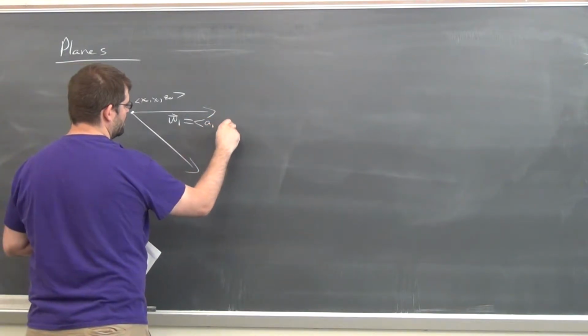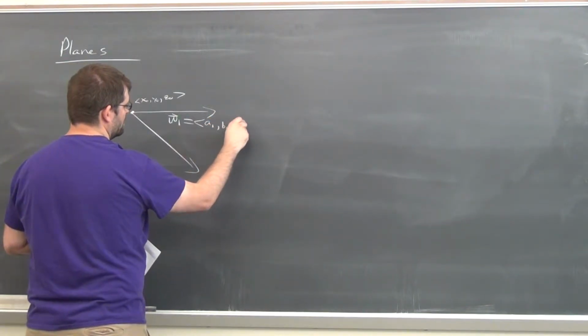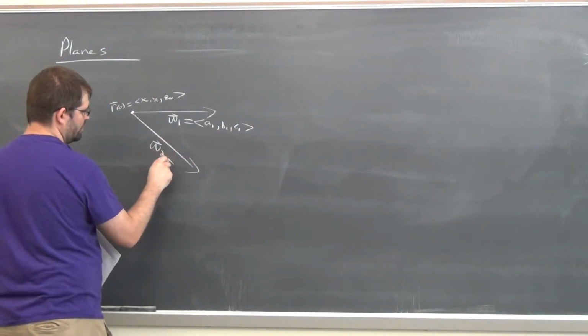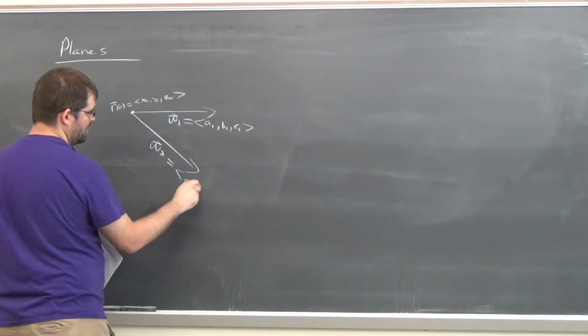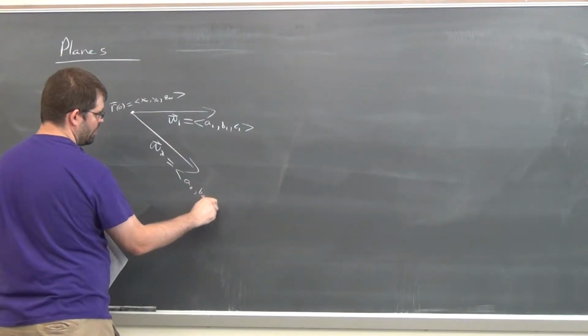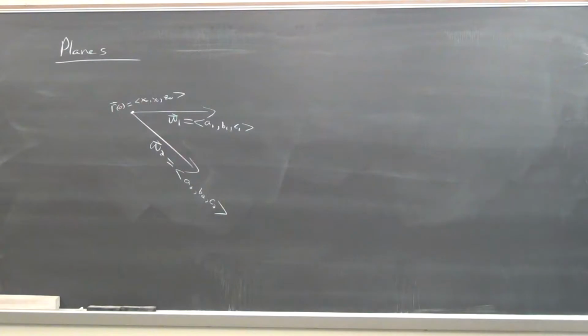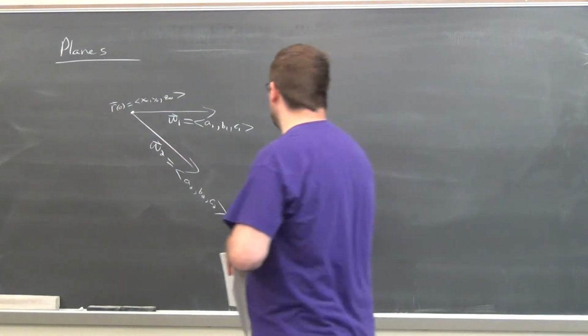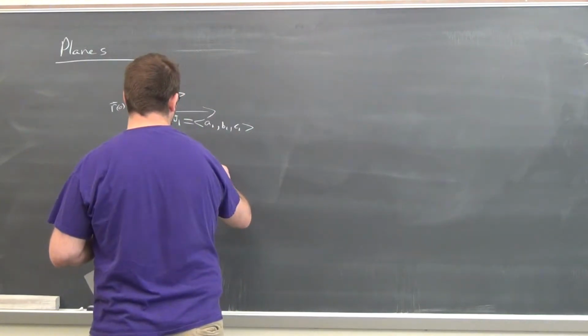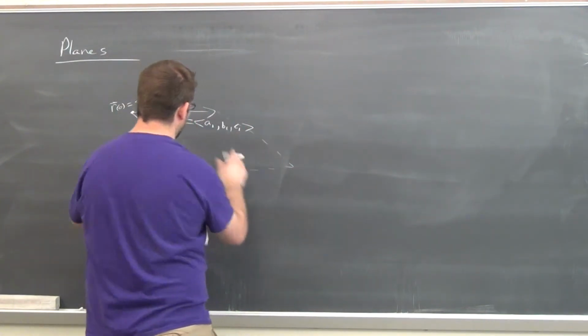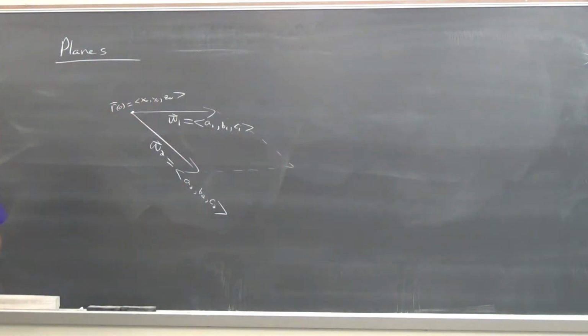A1, B1, C1, and then W2, A2, B2, C2. So now I want to think of the plane that contains those two vectors, right? So I go through this point, and then I want the plane that just contains these. So I want that plane that spreads out like this.